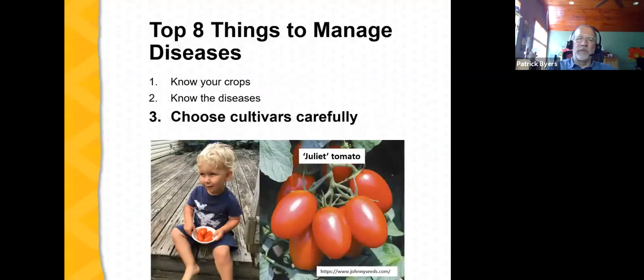Choose your cultivars carefully. This is the third point that farmers frequently mention to me. And farmers who are interested in long-term sustainability on their farms are always looking at new cultivars. They're always looking at developments coming along from breeding programs to develop crop plants that are better suited for production situations. This is an example of a tomato called Juliet.